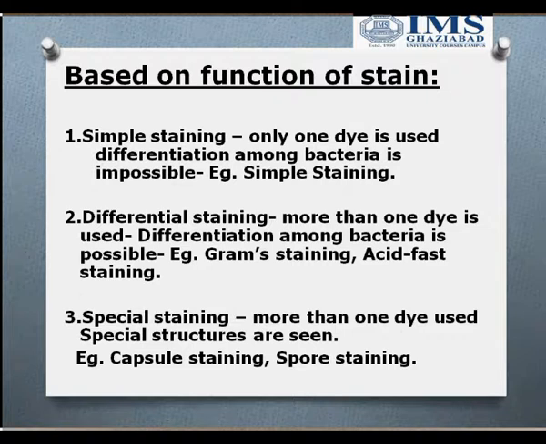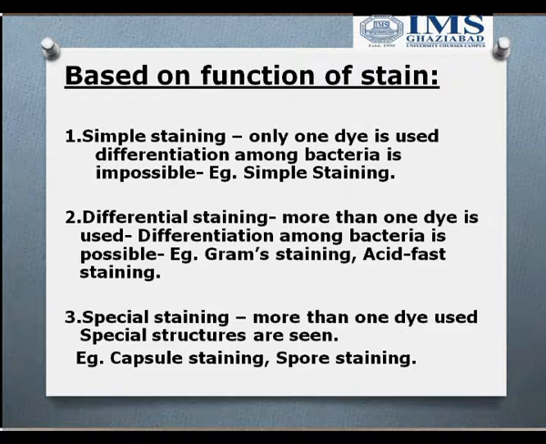Next one comes differential staining. Differential, as its name suggests, means making a difference. In this staining more than one dye is used and differentiation among bacteria is possible, because it imparts different colors to different bacteria. For example, gram staining and acid fast staining. Next one comes special staining, where more than one dye is used and it is used to study special structures like bacterial capsule, bacterial spore, or flagella staining.